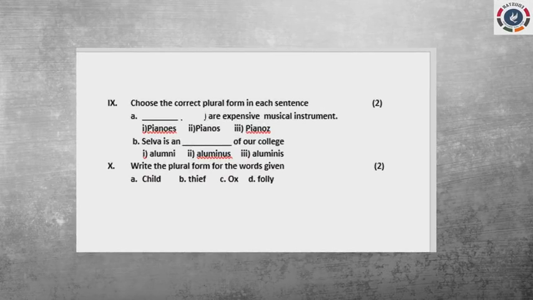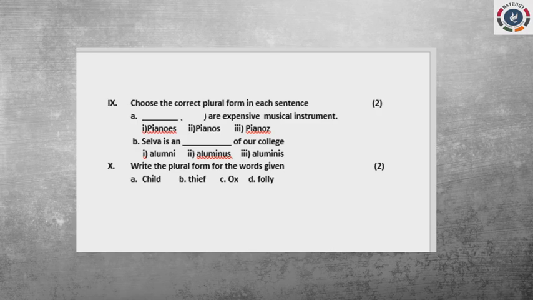Kids, the next Roman letters are 9 and 10 from section C. Here choose the correct plural form in each sentence. Here choices I have given. In that you have to choose the correct plural form spelling and write it. So 2 questions, each carries 1 mark.